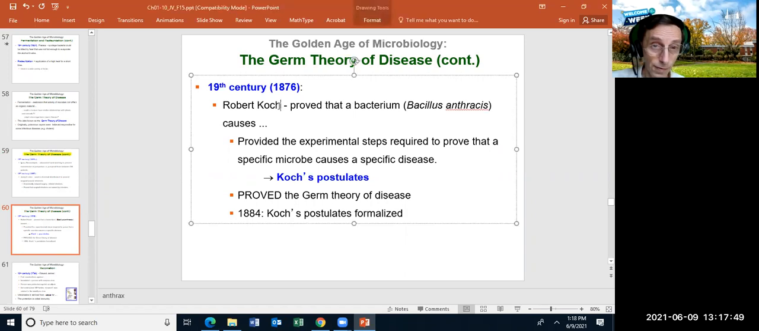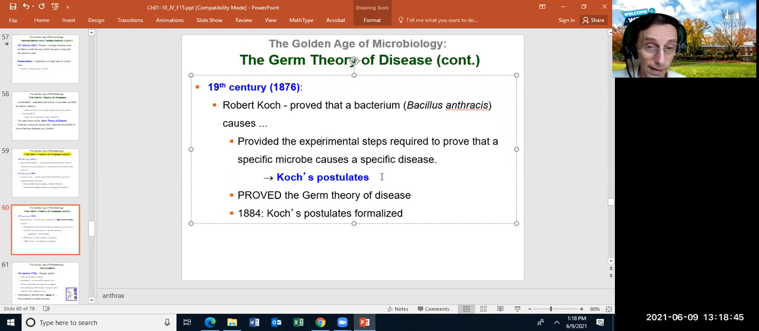Anyways, the idea was that germs cause disease, and then this was finally proved by Robert Koch. This is another name you should know because he's one of the founders of microbiology. You don't need to know when he did it, but in 1876 he proved that a bacterium, Bacillus anthracis, causes the disease anthrax. So you should know that Koch showed that Bacillus anthracis caused the disease anthrax. Koch then wrote up his experimental steps to prove that a specific microbe causes a specific disease, and these became known as Koch's postulates, the steps you use to show that a given organism causes a given disease.